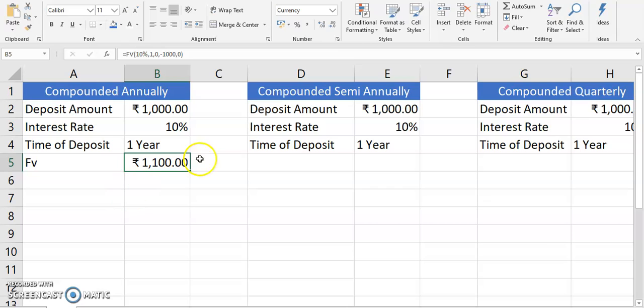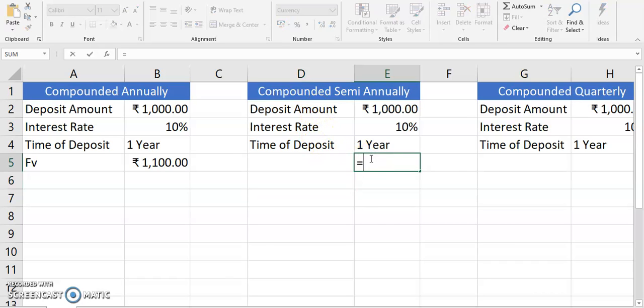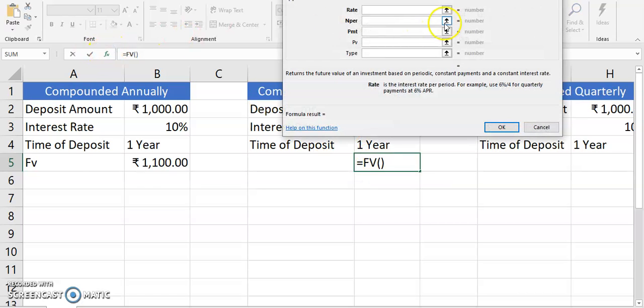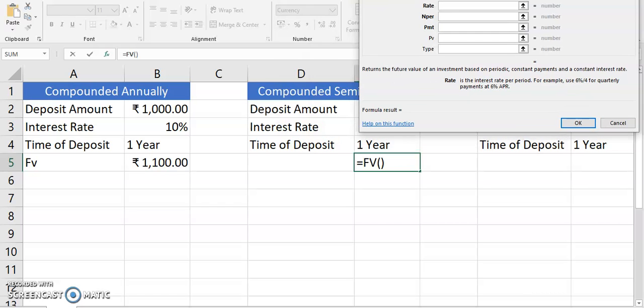is 1100. Let's consider another scenario where the interest is compounded semi-annually. Compounded semi-annually means that the interest is paid after every 6 months. So for 1 year investment, there are 2 compounding periods after every 6 months, equals to FV. Now in this case, rate we will select for each period, and there are 2 compounding periods.